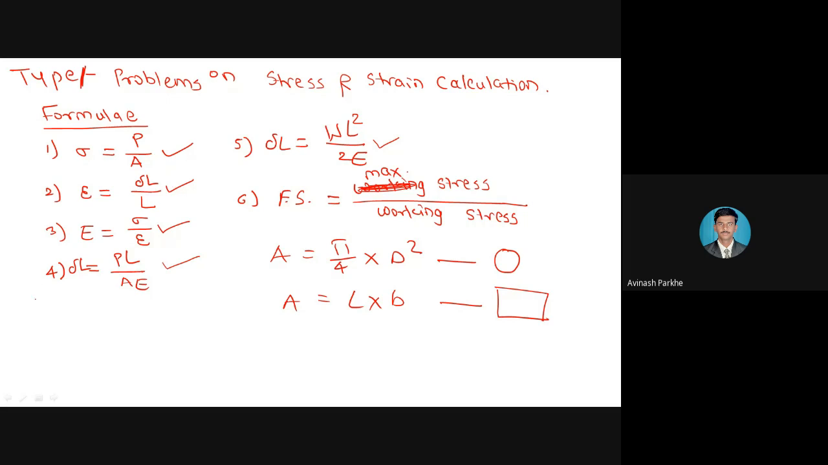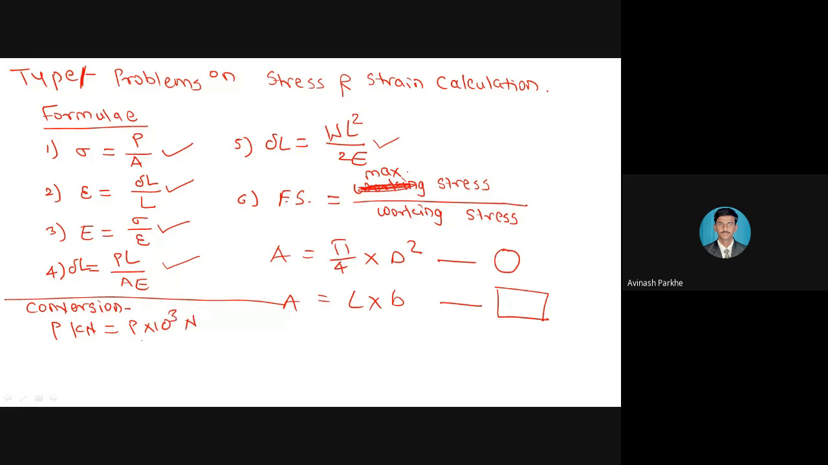Now the important thing is that we have to focus on the conversion. Sometimes the Young's modulus will be given in gigapascal, sometimes in megapascal, sometimes in giganewton per mm square. But our requirement is that we have to convert all the types of load. For example, if P is given in kilonewton, we have to multiply P by 10 raised to 3. We have to convert it into Newton.